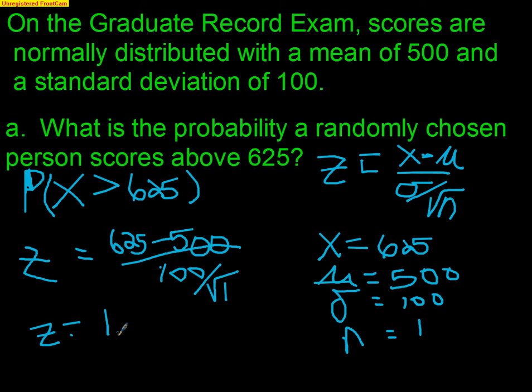So a z-score of 1.25 translates to what? We get our z-table out, and we'll look at it, and make sure you realize this is a greater than. So 1.25. My final answer, P, is equal to 0.1056. If you got 0.8944, then you forgot to subtract it from 1, so make sure you do that. I'll pause for a second so you can write this down or take whatever notes you need to, and then we'll go on to part B.